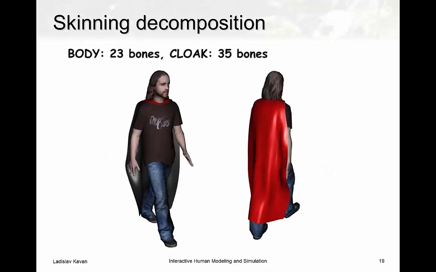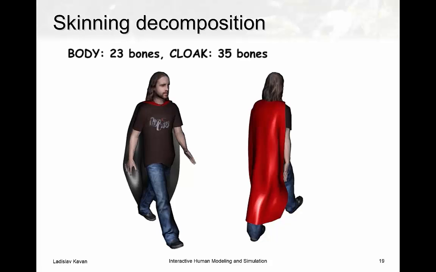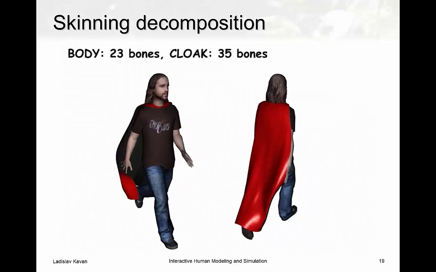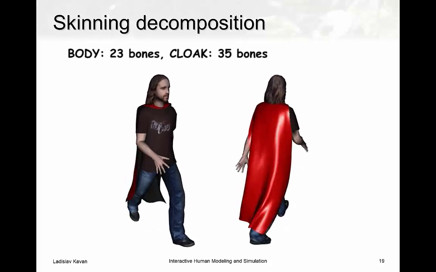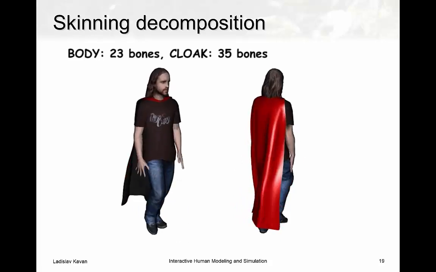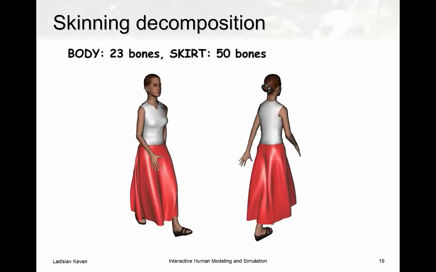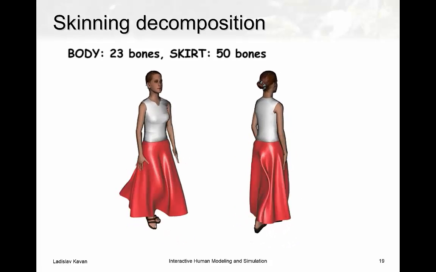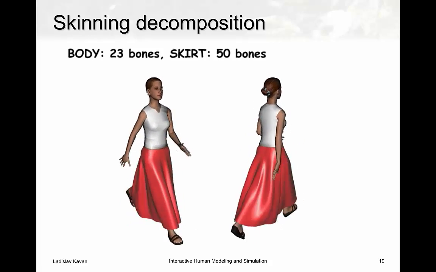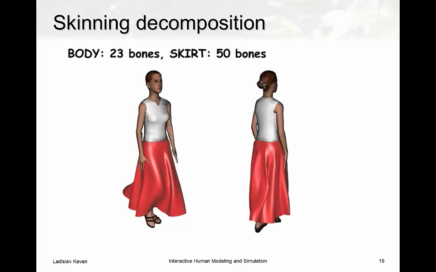And as I said, the cool thing about this is that you can use the same routines for skinning the cloth, that's what we are doing here, as you are using for skinning the character. So here I did a cloak using 35 bones, and the skirt needed a little bit more bones because it has intricate wrinkles. It will also work with fewer bones, but then it wouldn't look as good. So that's one interesting thing you can do with skinning.